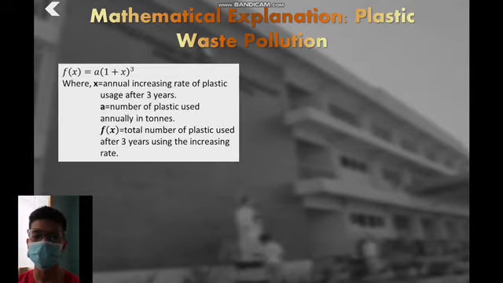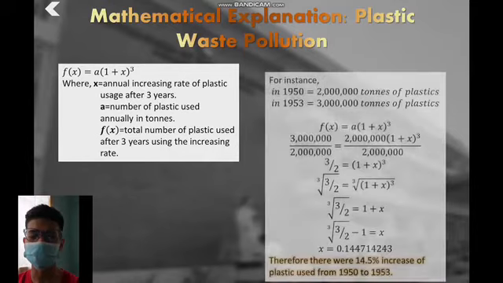In finding the total number of new cases, we will use the formula f(x) = a(1 + x)^3, where x is the annual increasing rate of plastic usage after 3 years, a is the number of plastic used annually in tons, and f(x) is the total number of plastic used after 3 years using the increasing rate.